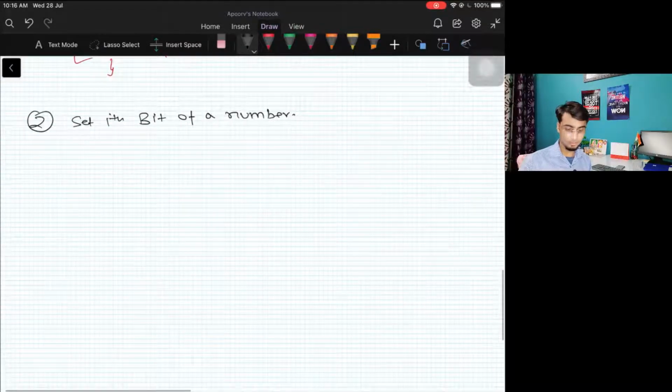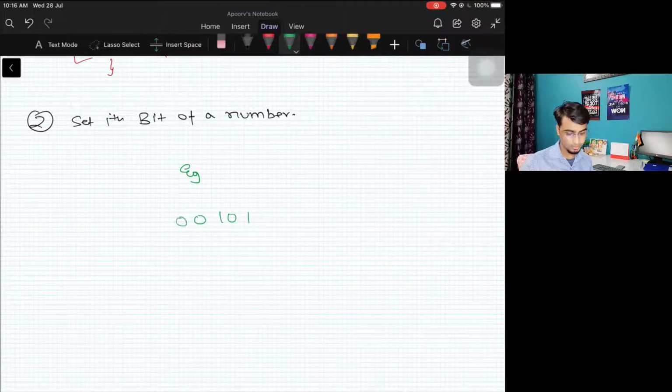For setting the ith bit of a number, let's take the previous example. Let's say the example is 101, a 32-bit integer, and so on. Now we want to set this bit, which is nothing but the 4th bit. We want to set the 4th bit of this number. How do we do that?